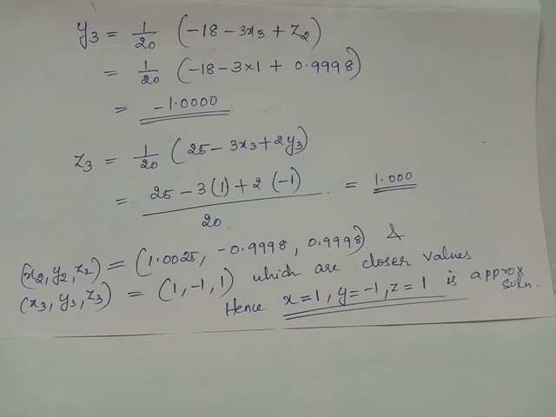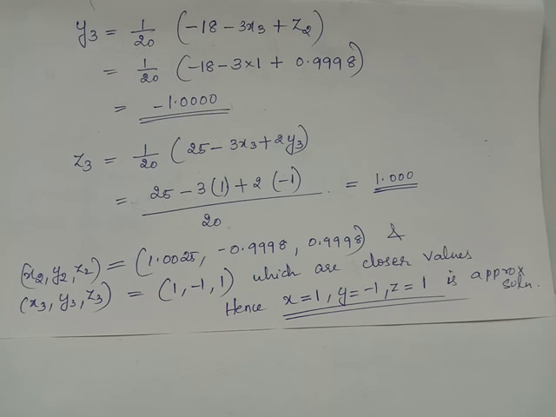Thus we have x equals 1, y equals minus 1 and z equals 1 as the required approximate solution. If we had solved this question using Jacobi iterative method, since Jacobi iterative method is much slower, we would have performed till 5th or 6th iteration to arrive at this solution.